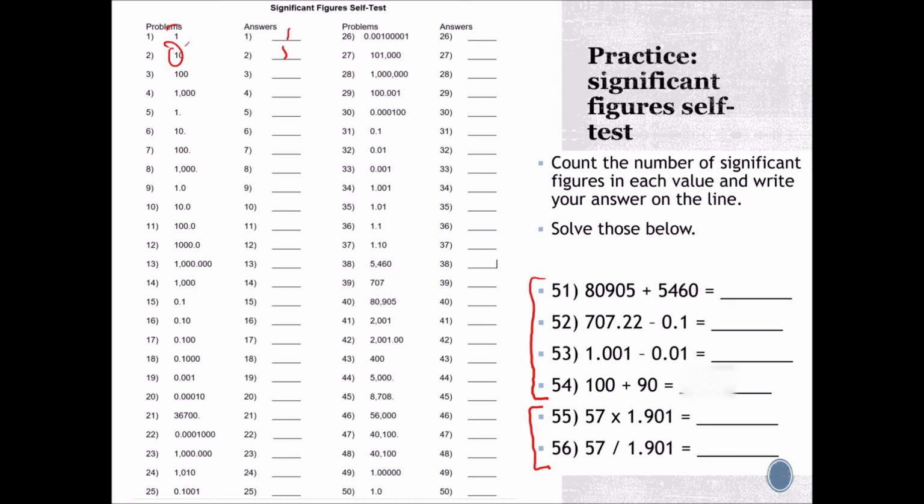Welcome back. Let's see how you did. Number 3, how many? 1. Number 4, 1. Number 5, 1. 6, 2, 7, 3, 8, 4, 9, 2, 10, 3, 11, 4, 12, 5, 13, 7, 14, 1, 15, 1. So what I'm doing here is not counting any zeros that are leading if there's a decimal, and I'm not counting any zeros that are trailing if there's no decimal.